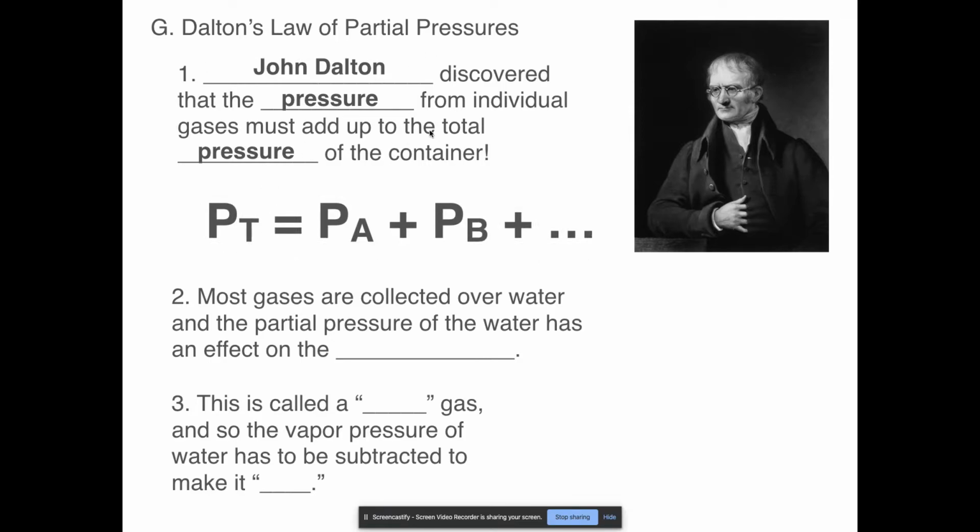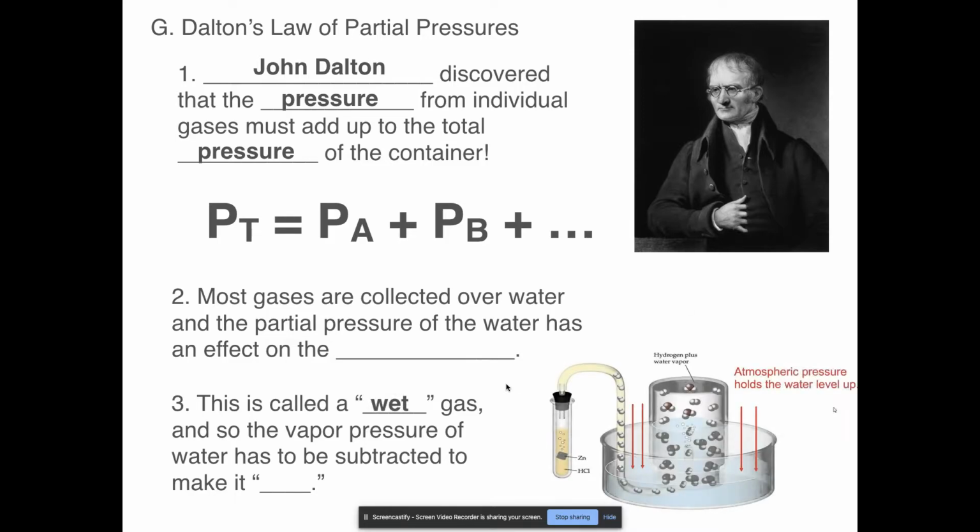PT, meaning the pressure of the total, equals the pressure of gas A plus the pressure of gas B plus the pressure of gas C, and so on, as many gases as you have in your container. So the thing that you need to be aware of, though, and why this is useful to us, is that most of the time when we're looking at gases, we collect them over water.